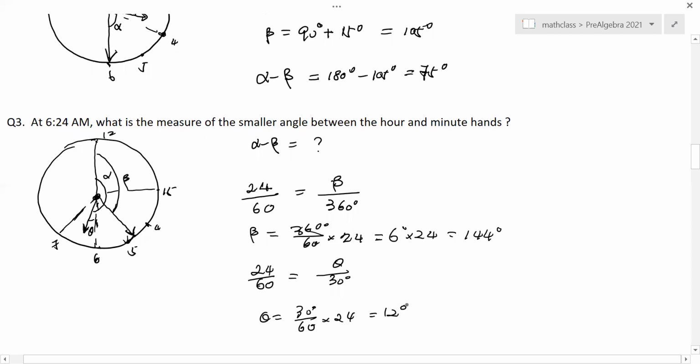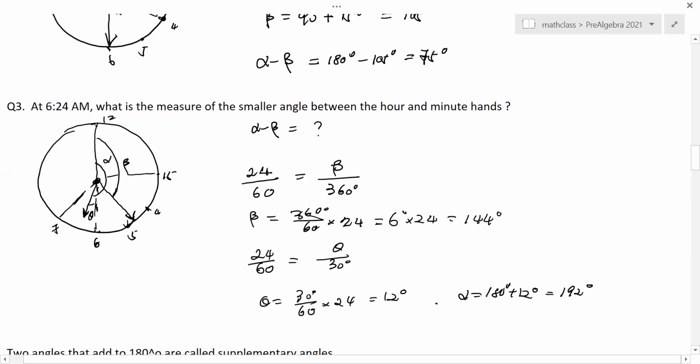Clear? Yeah, if we multiply this up, it's 12 degrees. Now, alpha is actually going to be at 6 o'clock, right? It's 180 degrees plus 12 degrees. It's going to be 192 degrees. So you get those two exactly.